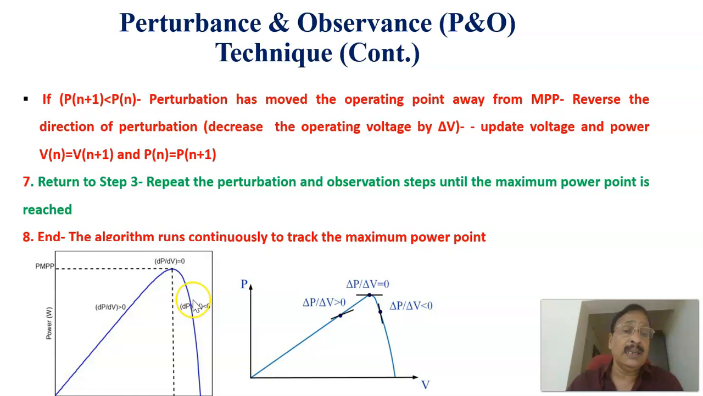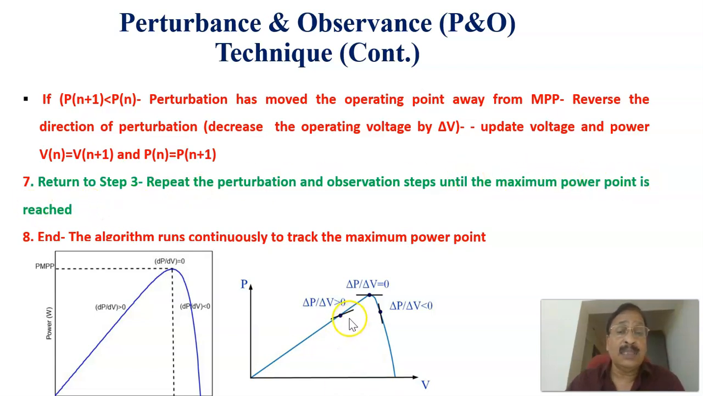If the operating point is here, that is, if the instantaneous power calculated is less than the previous one, that means it is in this region. Then reduce the voltage and reach the operating point. Therefore, return to step 2 and repeat the perturbation and observe steps until the maximum power point is reached.